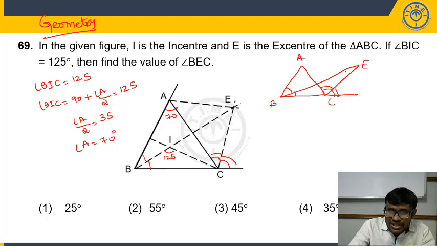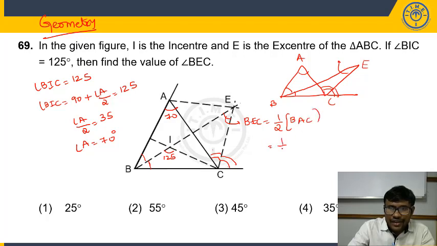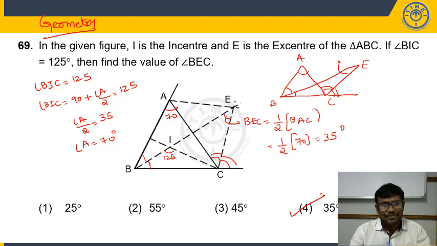This angle is always half of this angle. So angle BEC is always half of angle BAC. What is BAC? 70 degrees. So it is 35 degrees. Which option? Option number 4 is the answer. Is that clear? Okay. Let's get into the next question.